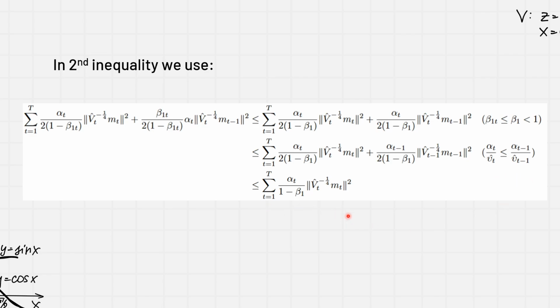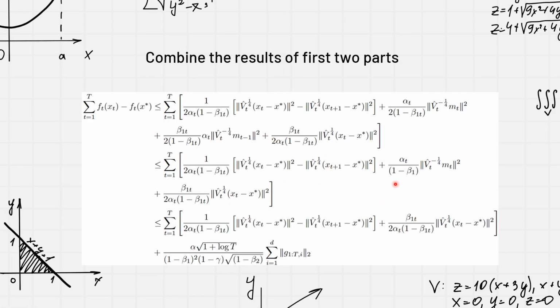In the last inequality, we just take the second term of time t plus 1 to here. And it is also the same as the first term of time t. So it will multiply by 2. And thus we get the upper bound of these two terms added together. And here we can exactly bring the result of the second part to this term and get the upper bound with the complexity of square root of log t.